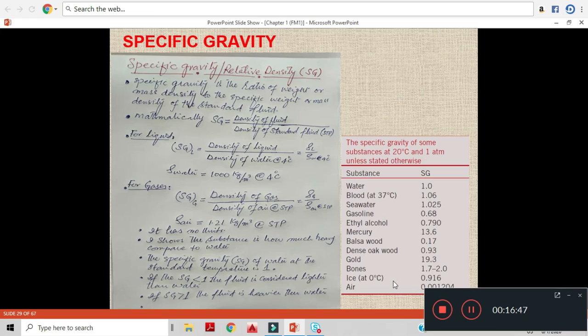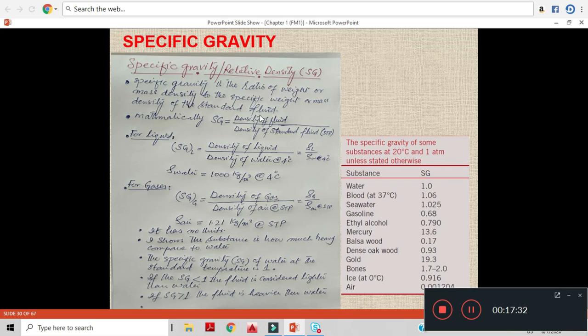Now move on to the next slide, the specific gravity. This is a very important parameter to understand. Specific gravity, or relative density, is the ratio of the weight or mass density of a substance to the specific weight or mass density of the standard fluid. So if you know the weight density or the specific weight of a fluid, you can easily find out the specific gravity.